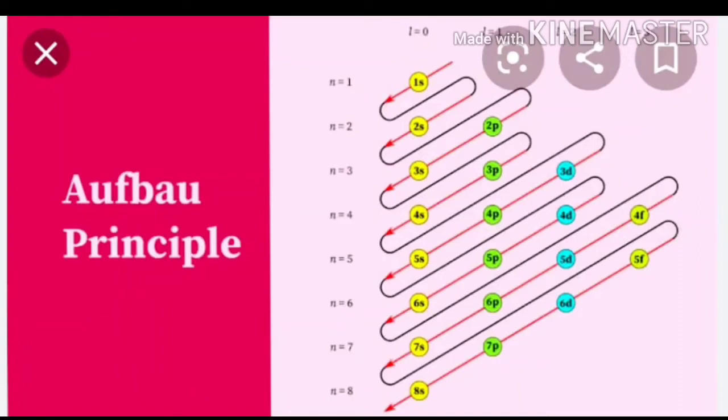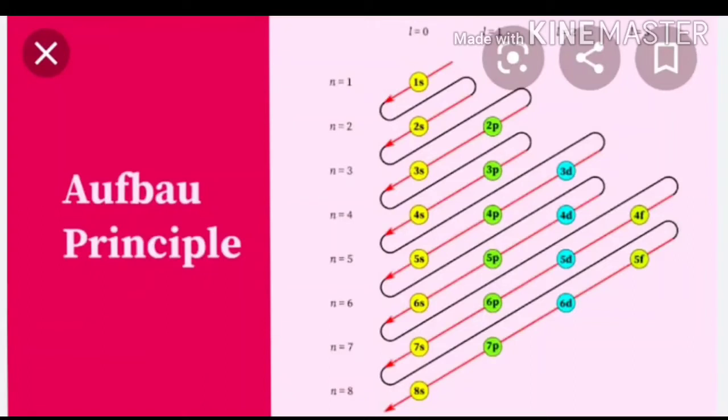So every new electron will move into the subshell for which the value of n plus l is lowest. If in case for any two subshells the value of n plus l is the same, then the electron will move into the subshell for which the value of n is lowest.